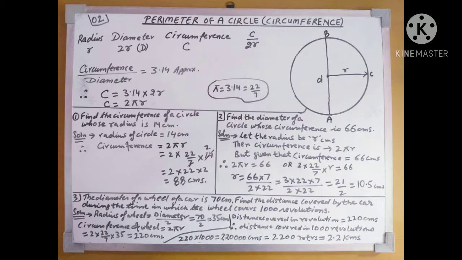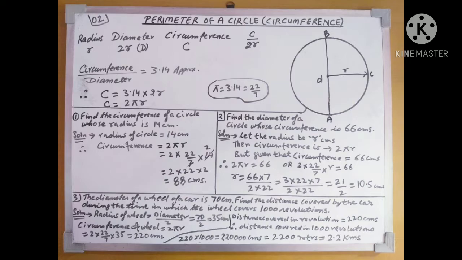And if we cross multiply, we get r is equal to 66 into 7 divided by 2 into 22, which on simplification will give us 21 by 2, that is 10.5 centimeters, right? So this is r. Radius is equal to 10.5 centimeters. Double this, we get 21 centimeters. So we get the diameter of this circle as 21 centimeters. Got it?